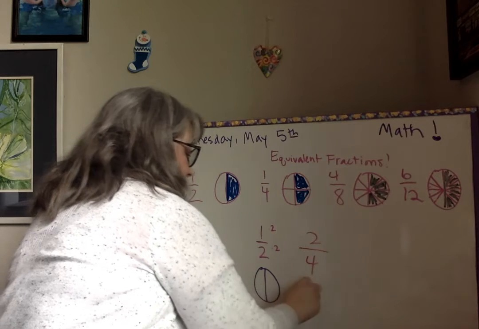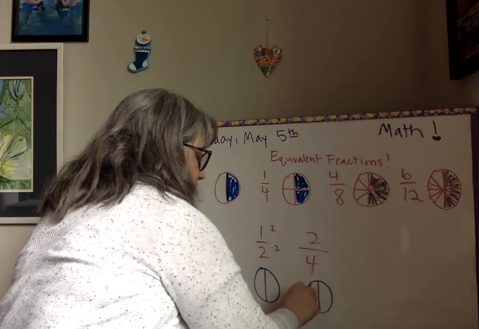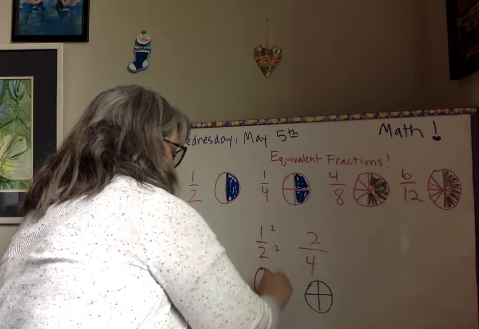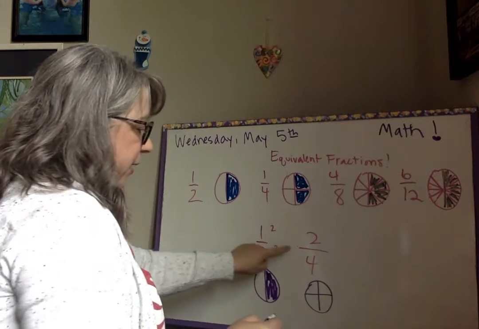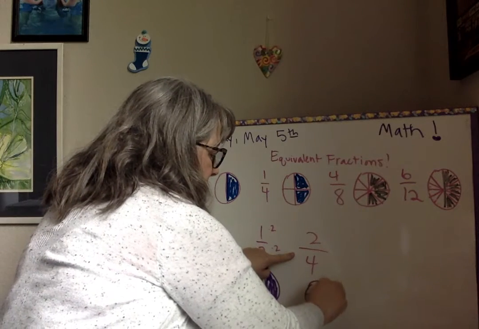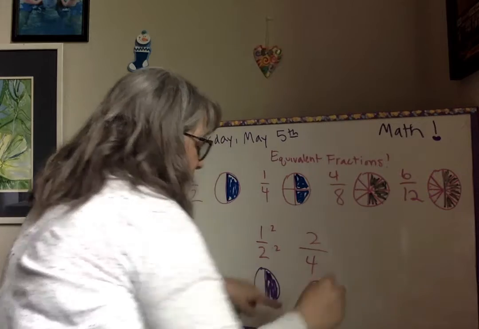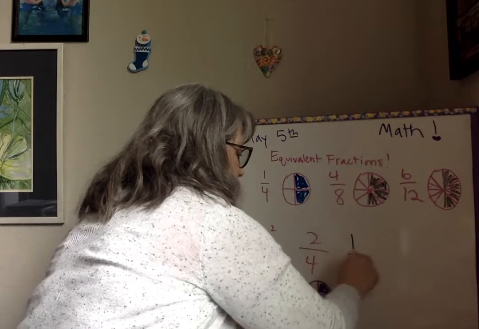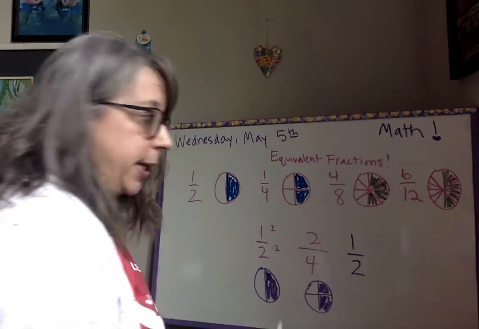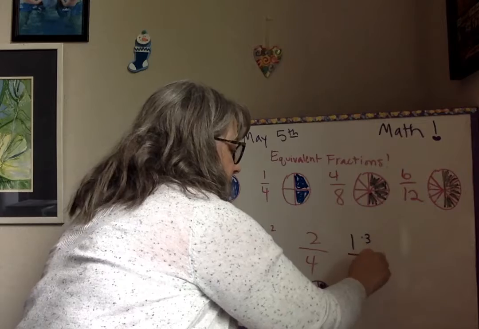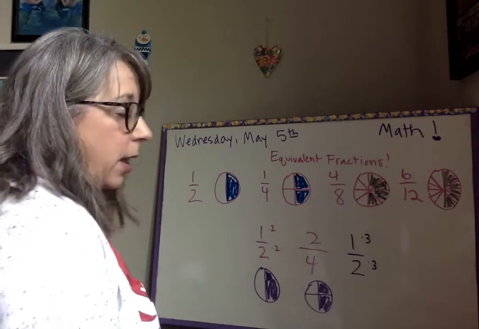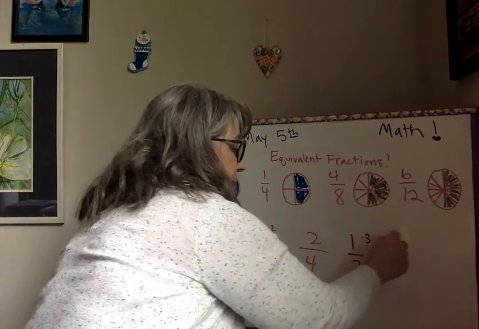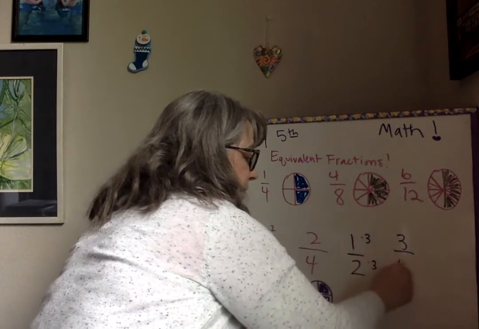So here's our 1/2. Let's get our fourths going. So here's our half. Here's 1/2. And how many parts are we shading in? 2. 1, 2. Are those equivalent? Yes, they are. What if we did 1/2 and what if we did times 3? Times 3, times 3. Because remember, what you do at the top, you have to do to the bottom. We're making equivalent fractions. So 1 times 3 is 3, and 2 times 3 is 6.